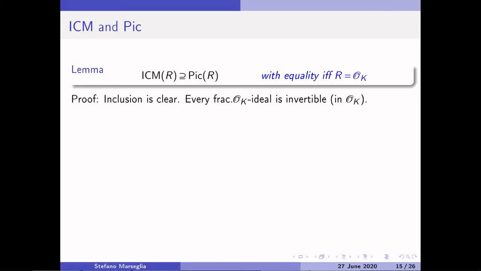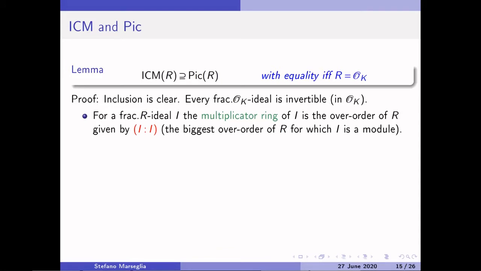The inclusion is clear, there is nothing to prove. And the proof that we have equality if the order is maximal follows from the fact that over a Dedekind domain, so when your order is actually a Dedekind domain, every ideal is invertible. Everyone can prove that every ideal is locally free, or equivalently invertible, in the maximal order. Right, so this is what happens when the order is maximal, but clearly if the order is not maximal, we will have a strict inclusion.